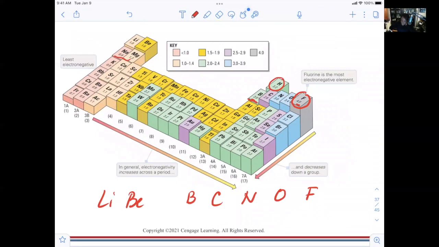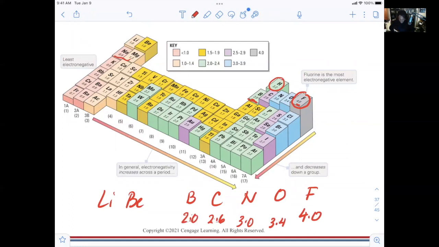You start by assigning fluorine 4.0. From fluorine to oxygen is 3.4. So you can see the gap between these two is like 0.6. From this to nitrogen is 3.0, and the gap here is 0.4. From nitrogen to carbon is 2.6, the gap here is 0.4. From carbon to boron is 2.0, gap is 0.6.